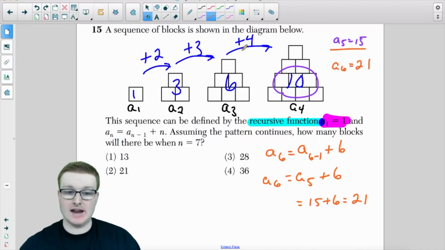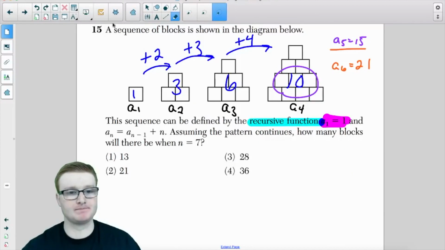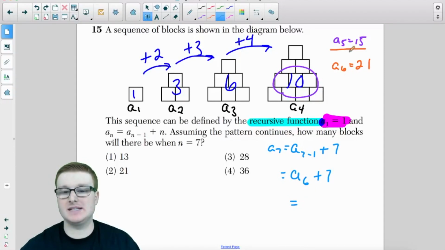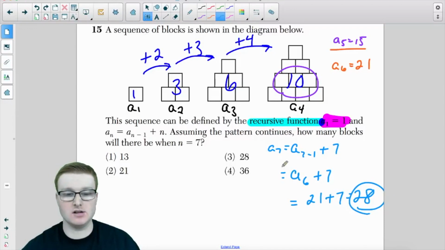Now we're finding the seventh term. So we get a sub 7 is equal to a sub 7 minus 1, plus 7. That gives us a sub 6 plus 7. Well, a sub 6 we know is 21. Add that 7, we get the number 28. Your answer is choice 3 for that question.